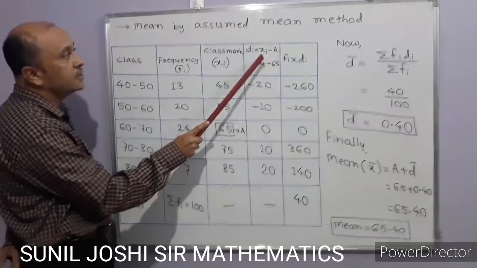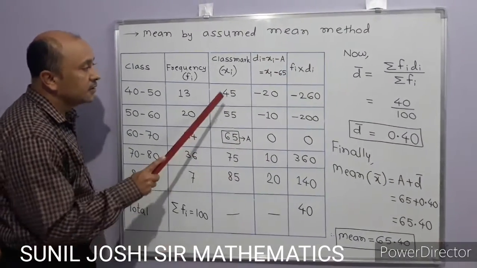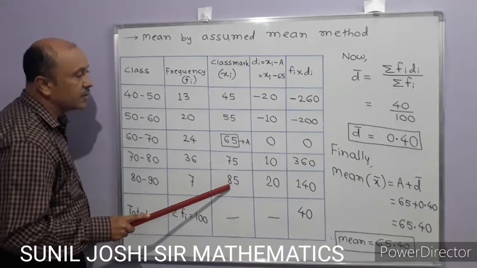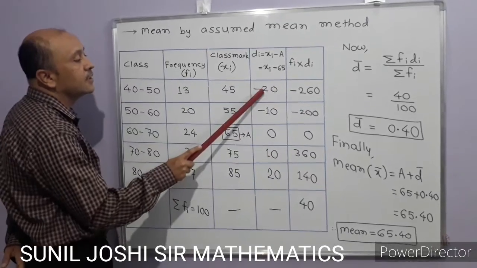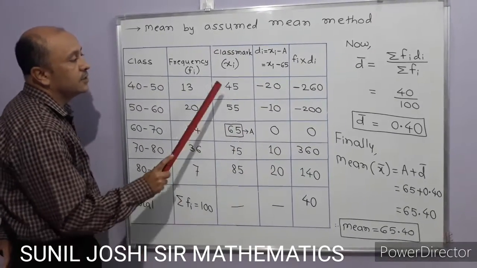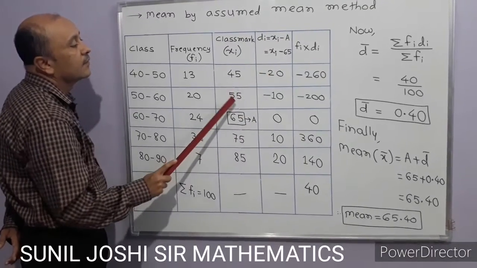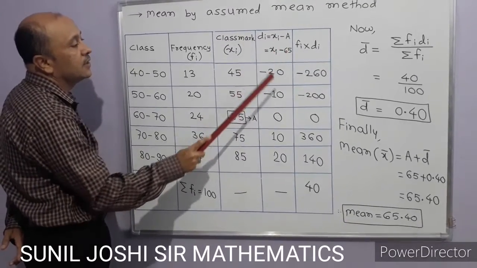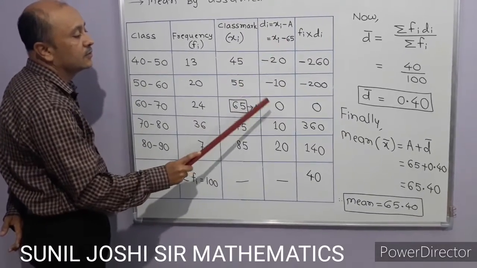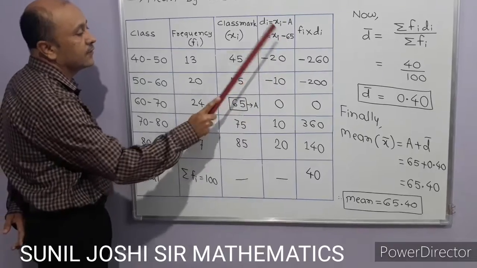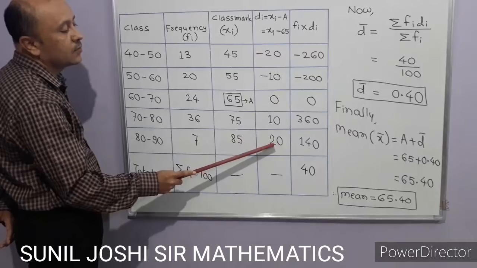Then what is this? Di is Xi minus A, that is Xi minus 65, which means from each number we are going to subtract 65, and whatever answers we get, we are going to write here. So see, 45 minus 65 is minus 20. 55 minus 65 is minus 10. 65 minus 65, the answer is 0. 75 minus 65, the answer is 10. 85 minus 65, the answer is 20.